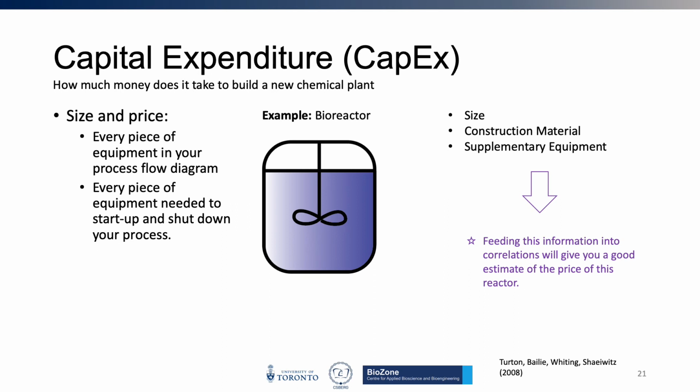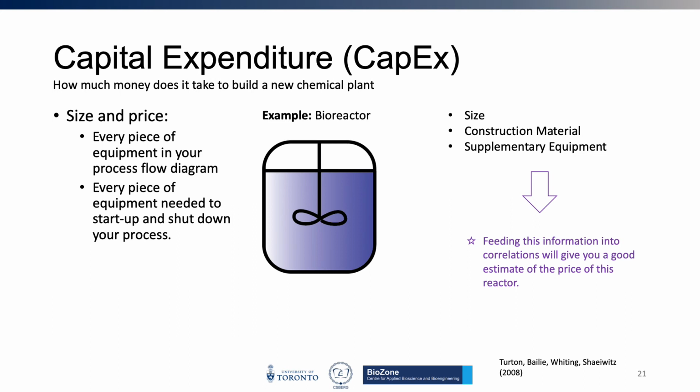And then you would also have to price out supplementary equipment. So, for example, for bioreactors, this would be a clean in place skid, which is basically equipment that's required to clean the bioreactor after a fermentation run. This would also include a sterilize in place skid, which is basically equipment that's required to sterilize the bioreactor before you start a new bioprocess or a new fermentation run in that bioreactor.